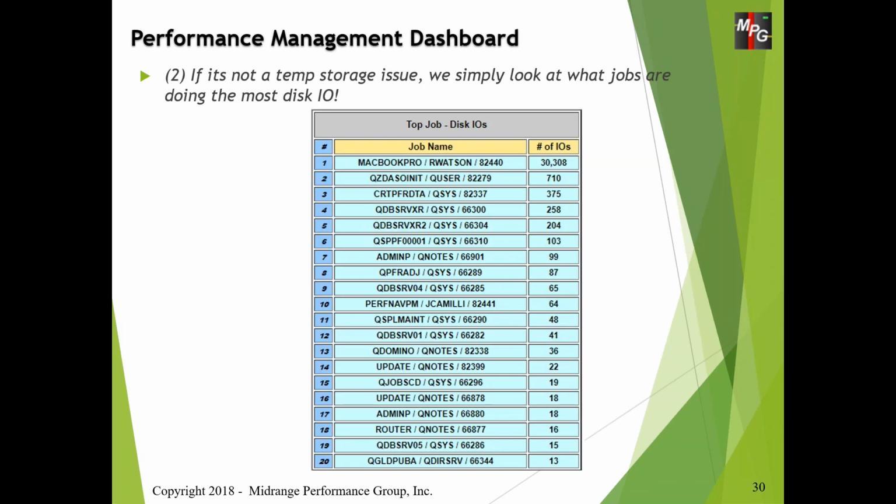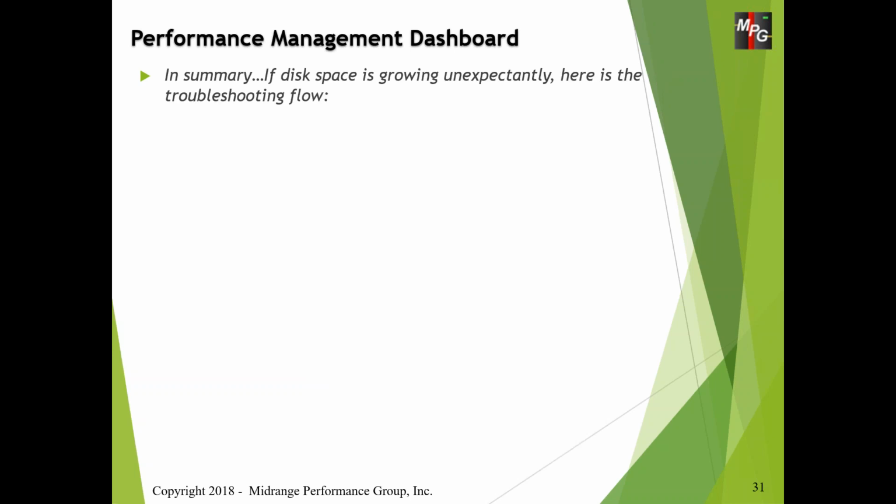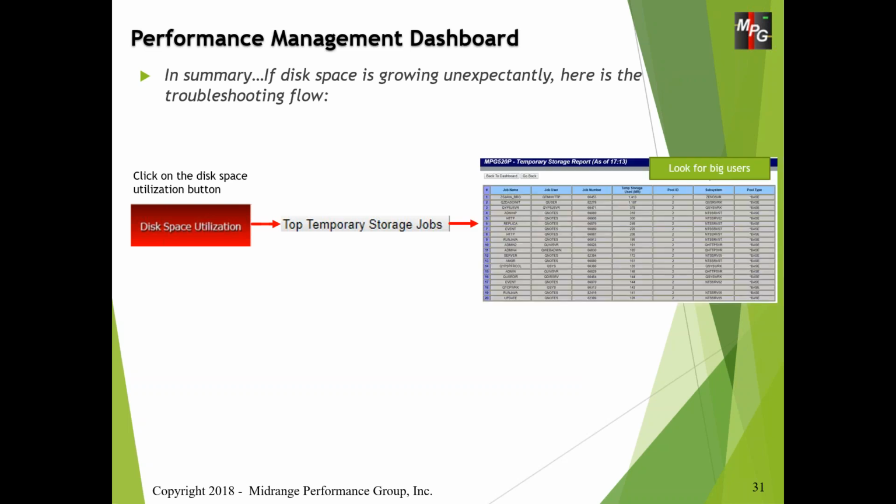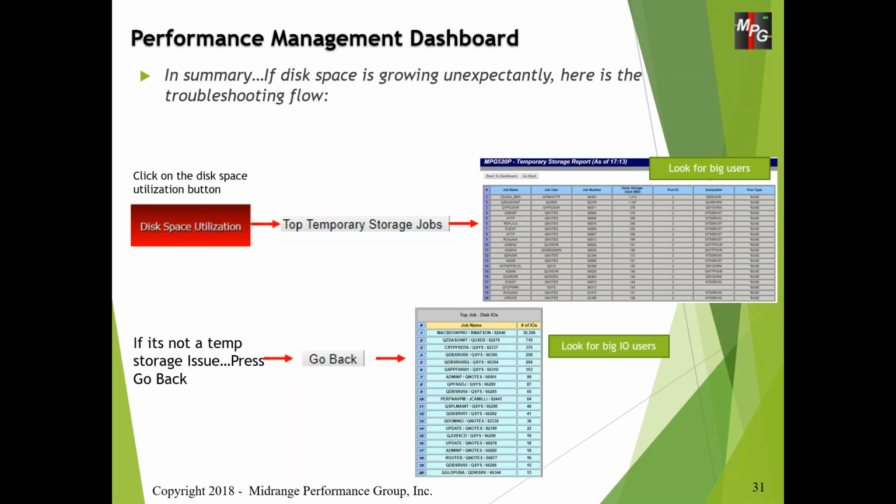And if it's not a temp storage issue, you just go back and look at what was hitting the disk, again with fully qualified job names. So just the flow: if your disk space went red and it was Mayday, look what you do. You click on temp storage, you look for big hitters. If it's not a temp storage issue, you go back and look at what's banging the disk. It's that easy. And by the way, that process took me less than 10 seconds. We really like it because when you have an issue this severe, you need to figure it out right away, and Performance Navigator does that with the new dashboard.